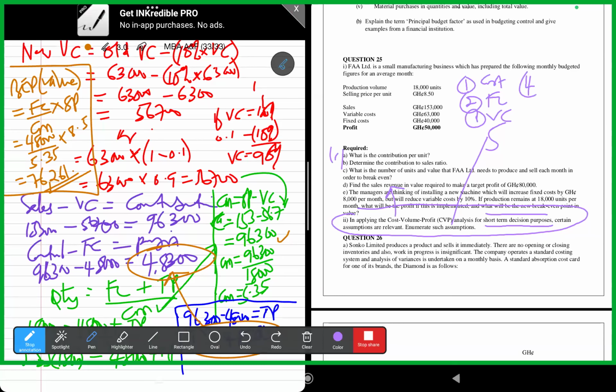4, you go to the volume. It can be used to analyze a single or multiple products at a time. That's the volume. 5, you talk about the profits. The only factor affecting profit is the volume.